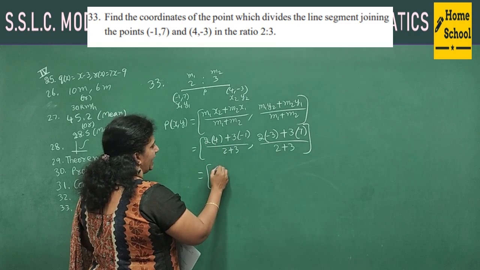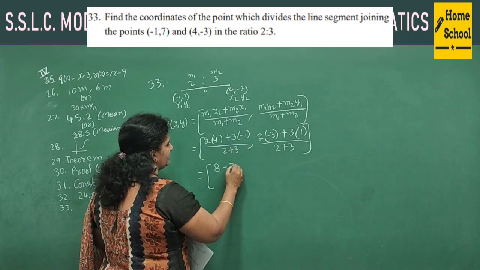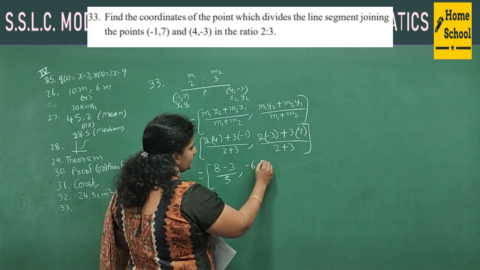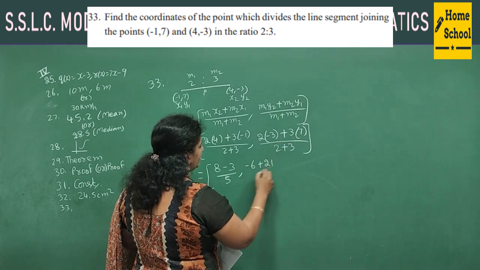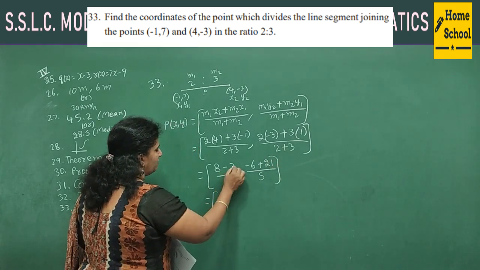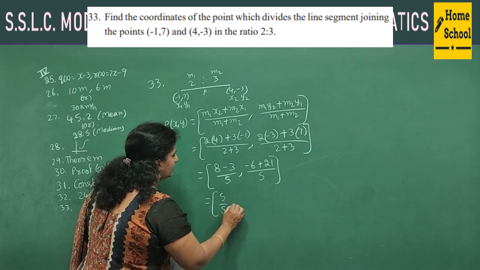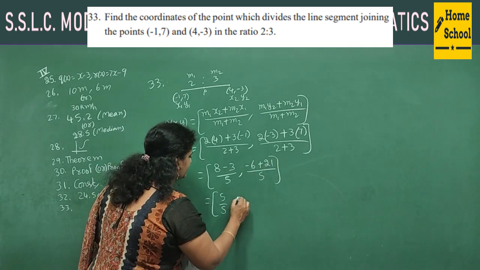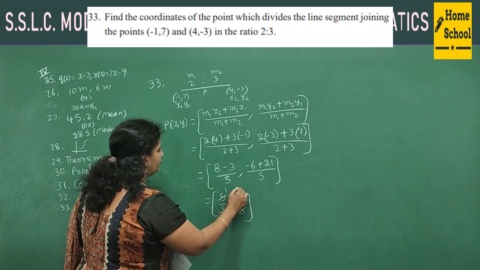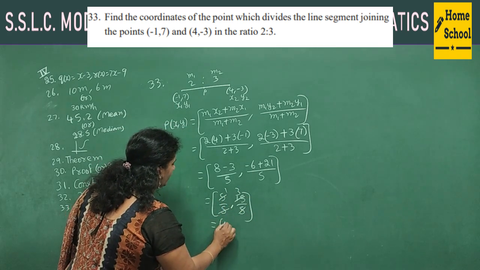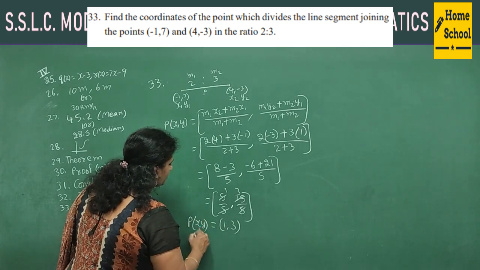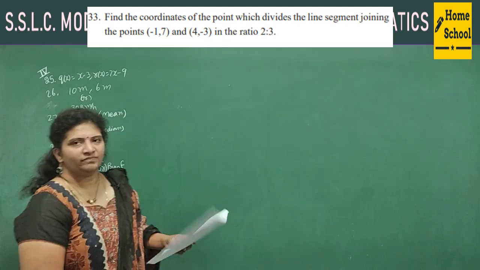2 fours are 8, 3 into minus 1, minus 3, by 5, comma minus 6 plus 7 3s are 21 by 5. And this one, 8 minus 3 is 5 by 5, comma 21 minus 6 it will be 15 by 5. 5 ones are 5, 3 5s are 15. Therefore, what is the coordinate, children? P(x, y) is (1, 3).